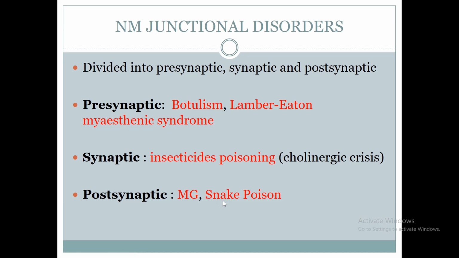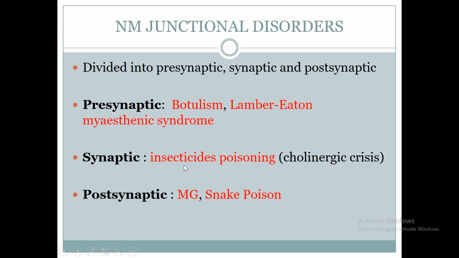This is a very important and conceptual list of neuromuscular junctional disorders. It is not only myasthenia gravis. Myasthenia gravis is a postsynaptic neuromuscular junctional disorder. Many snake poisons also cause postsynaptic neuromuscular junctional disorder with weakness of muscles. But there are also presynaptic and synaptic neuromuscular junctional disorders.